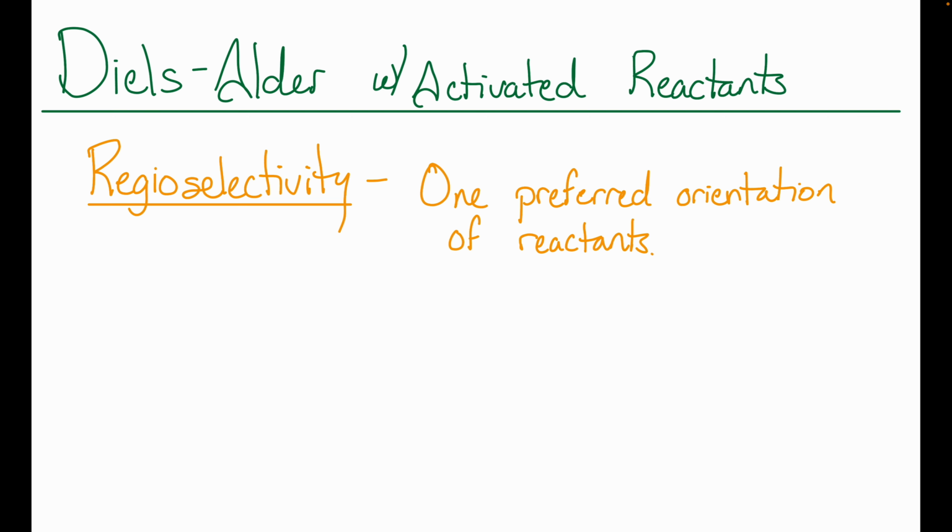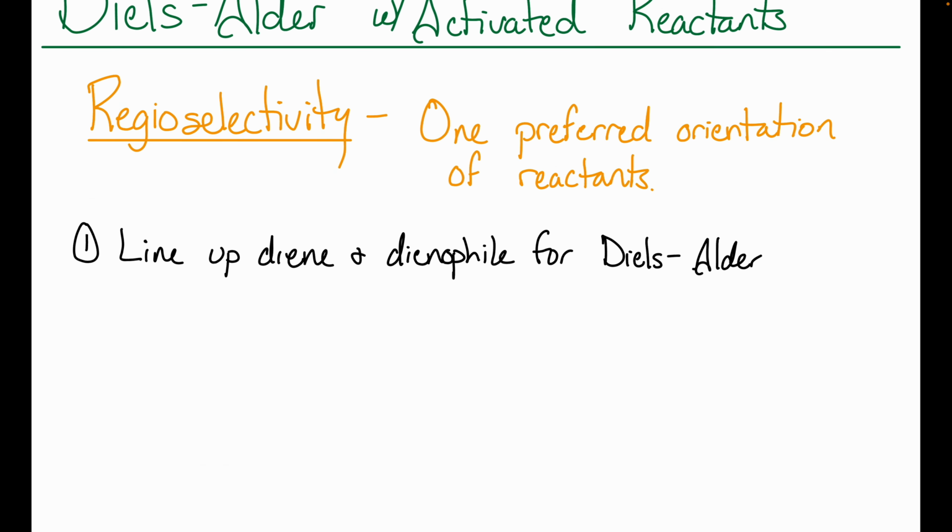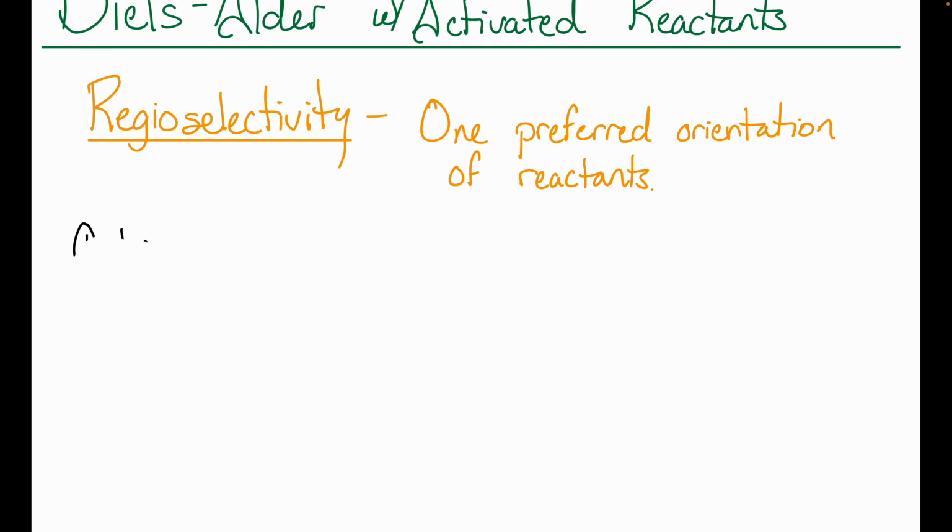All right, so I want to make this a little bit more straightforward as to how we're going to go about this. So I'm going to break this into steps. Step one, we're going to line up our diene and our dienophile for a Diels-Alder reaction. All right, let me just make this a different color.